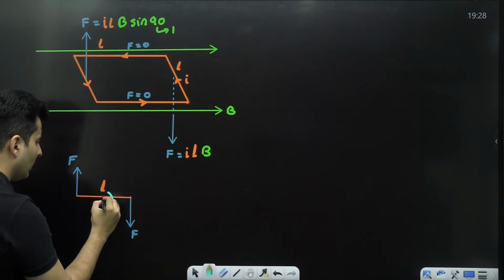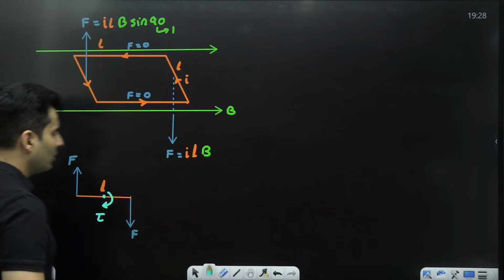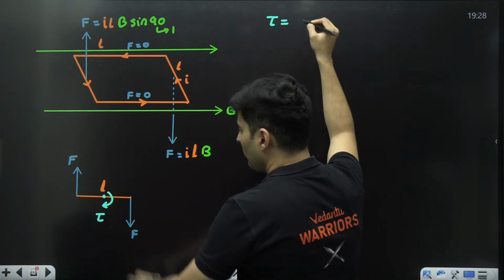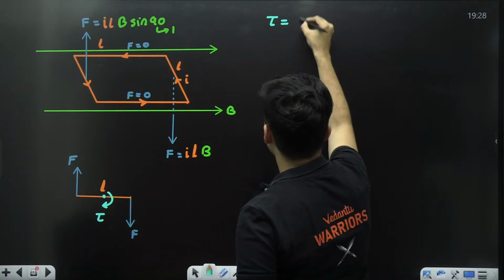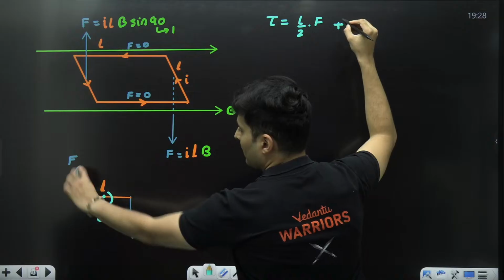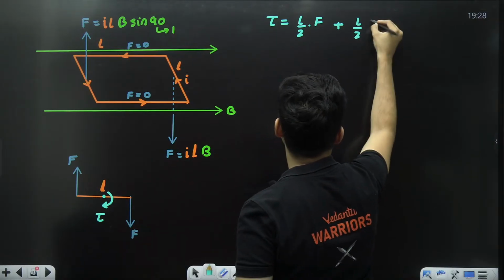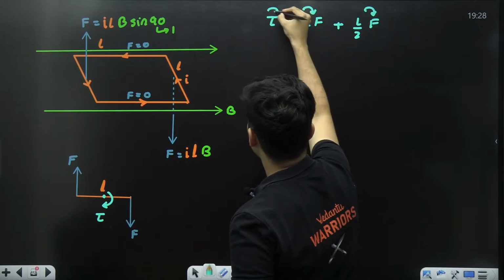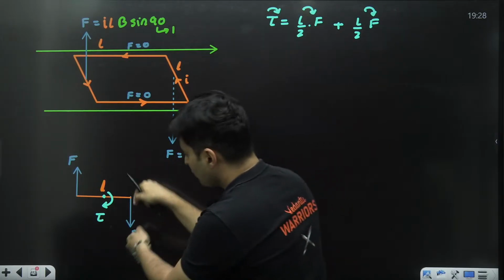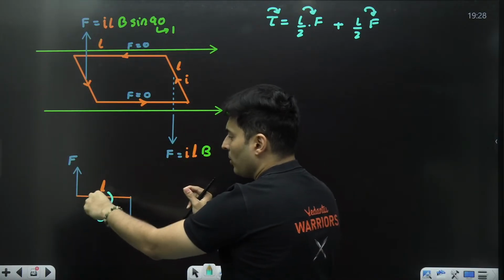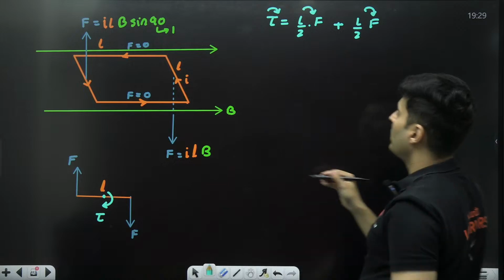How much will be the torque? Well, if I measure the torque about the center, it will be R cross F, that means L by 2 into F, plus R cross F, again L by 2 into F. Each of the forces is giving a clockwise torque, so that's why plus. This force is trying to rotate it clockwise. This force is also trying to rotate it clockwise, so that is why plus, else this would have been minus.